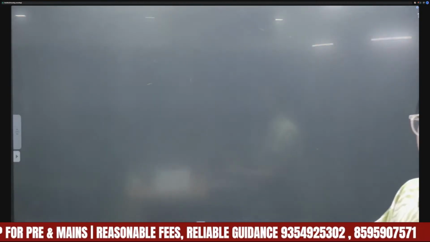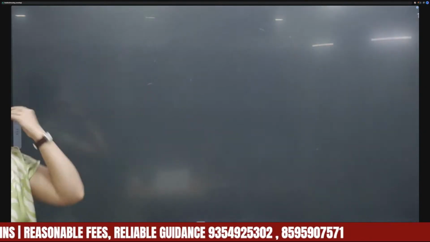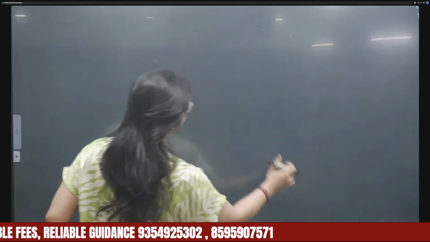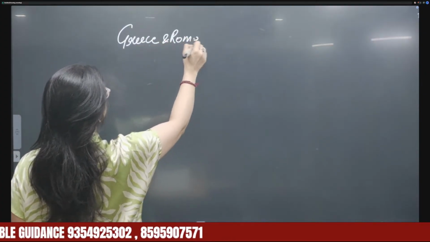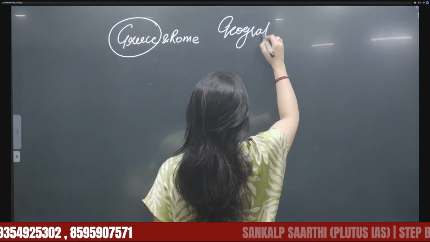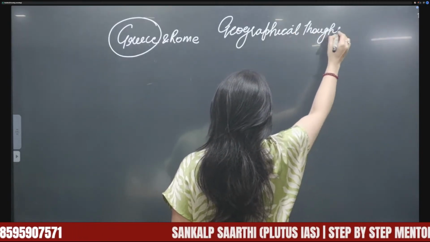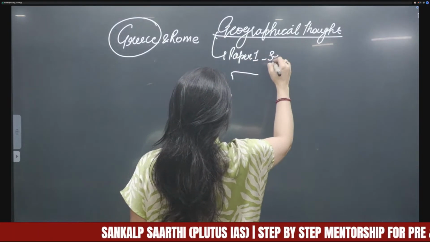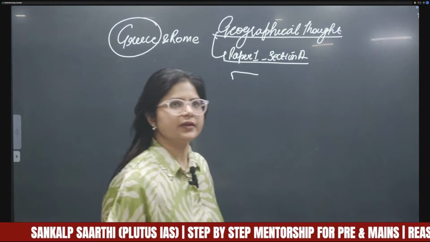So basically, what geography used to be like earlier in the European continents or in Greece, etc. Where did it all start? It started from Greece and Rome. First of all, it started from Greece. We are doing geographical thought, which is a part of paper 1, section B. Okay, from where it started, I told you: Greece.